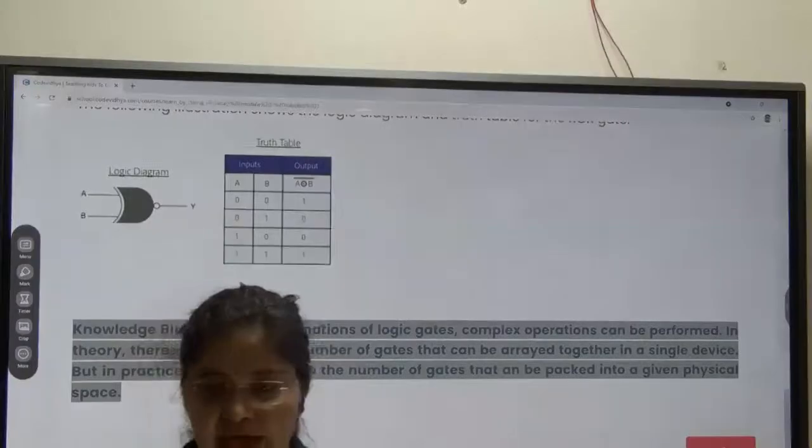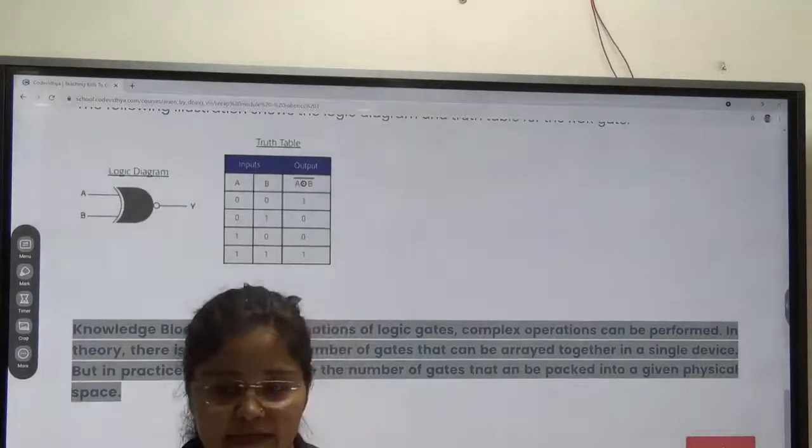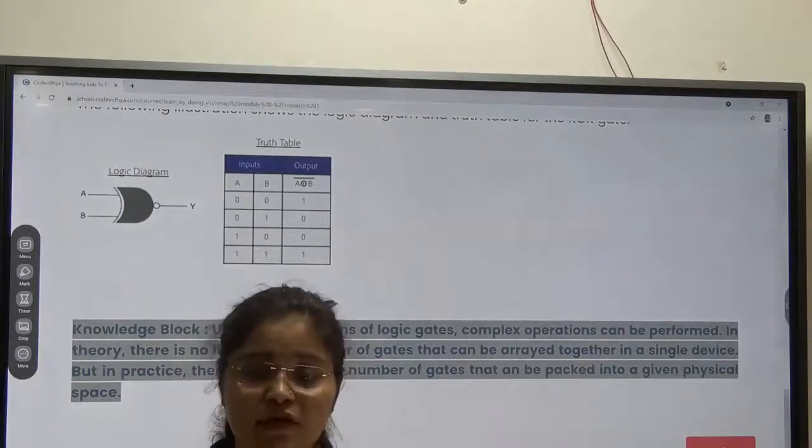Read it clearly. Knowledge block: use combination of logic gates. Complex operations can be performed in theory. There is no limit to the number of gates that can be arranged in a single device, but in practice there is a limit to the number of gates.